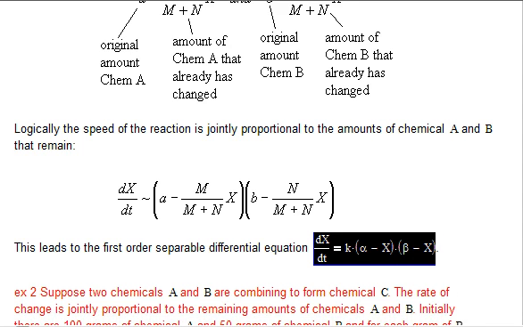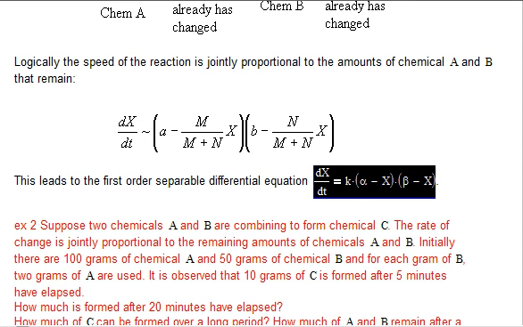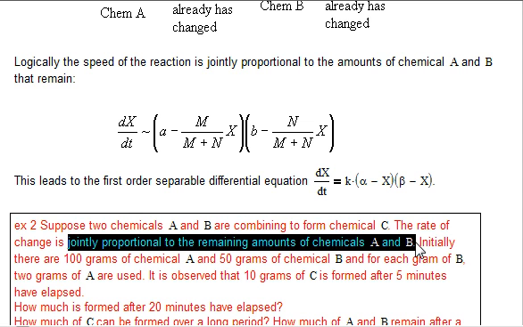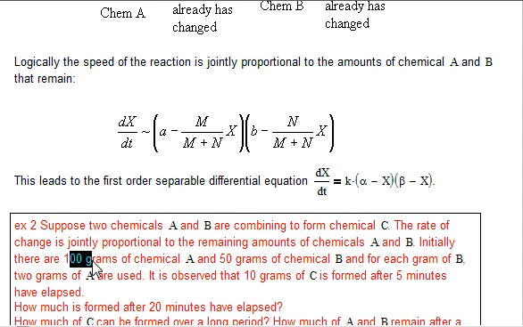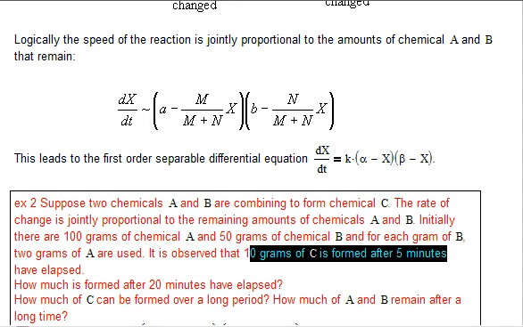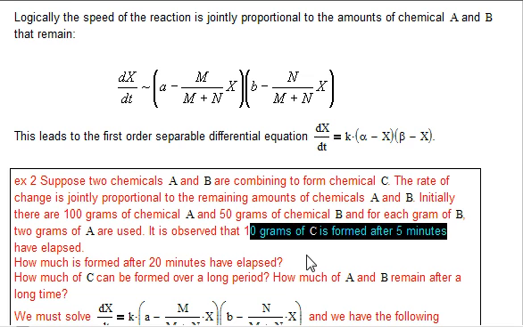So, chemicals A and B are combining to form chemical C. The rate of change is jointly proportional to the remaining amounts of chemical A and chemical B. Initially, there are 100 grams of chemical A and 50 grams of chemical B, and for each gram of B, 2 grams of A are used. It is observed that 10 grams of C is formed after 5 minutes have elapsed. How much is formed after 20 minutes have elapsed?